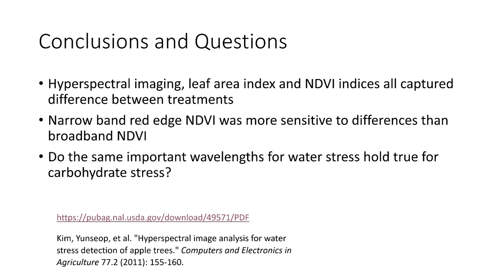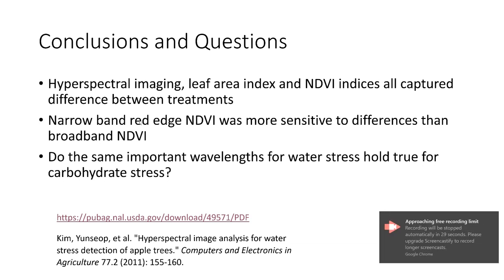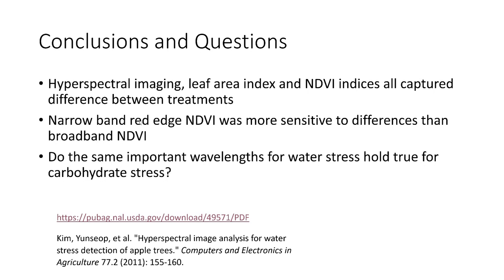So this kind of showed that hyperspectral imaging will work, but then you can focus in on specific wavelengths, so more of the multispectral to see differences. And then as it pertains to my research, I wonder if these same wavelengths will be important for carbohydrate stress that the authors found were important for explaining water stress.